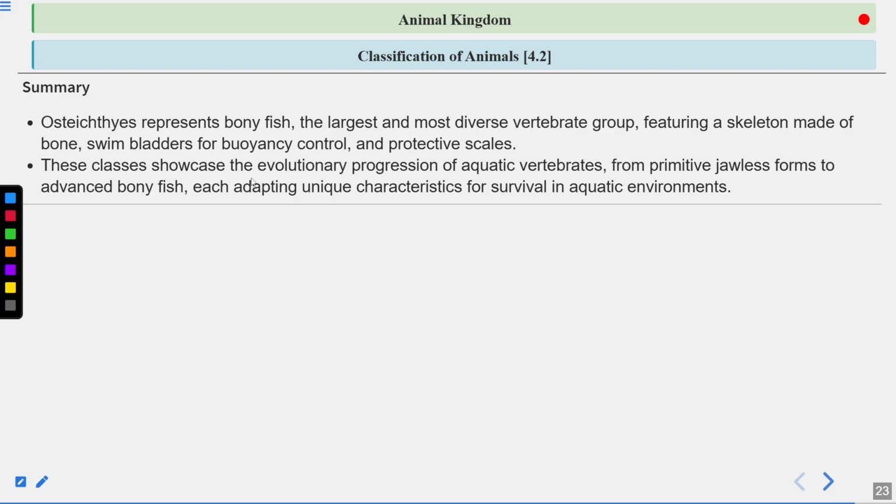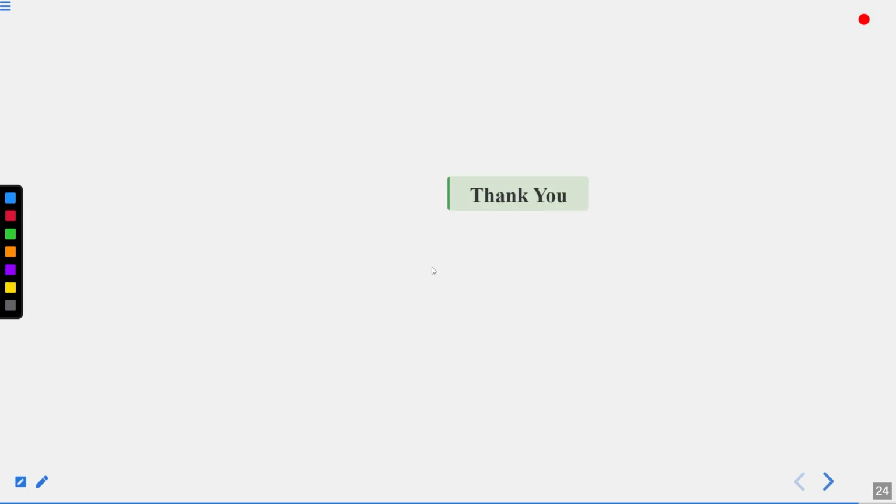These classes showcase the evolutionary progression of aquatic vertebrates from primitive jawless fishes, the primitive type of fishes, to advanced bony fishes, each adapting unique characteristics for survival in the aquatic environment.